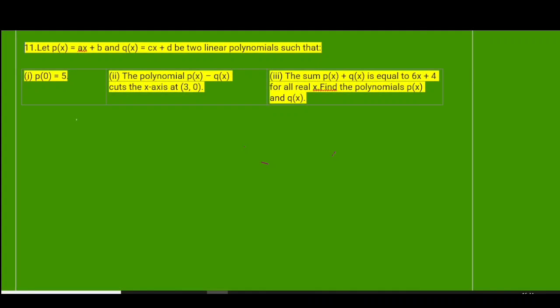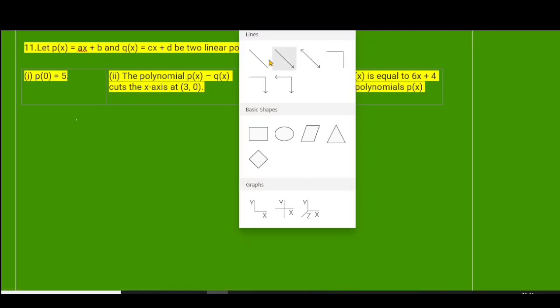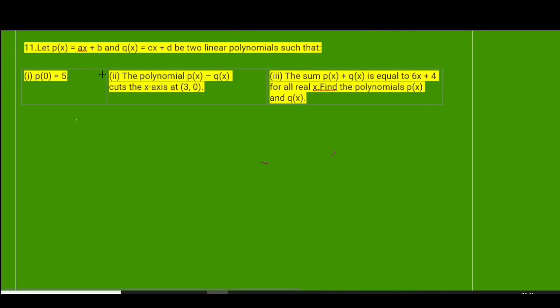Then the second subdivision, the polynomial P of x minus q of x cuts the x-axis at (3, 0). The third one, the sum of P of x plus Q of x is equal to 6x plus 4 for all real x. Find the polynomials P of x and Q of x. So our question is, using these three conditions, we need to find the original polynomial P of x and Q of x. So we are going to find that.